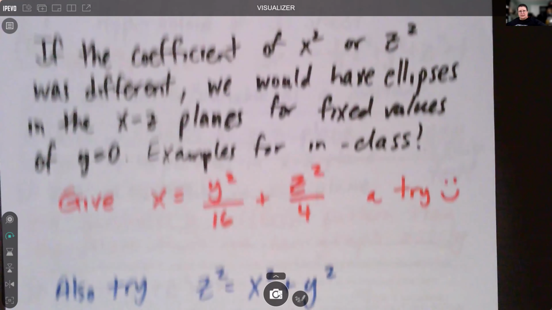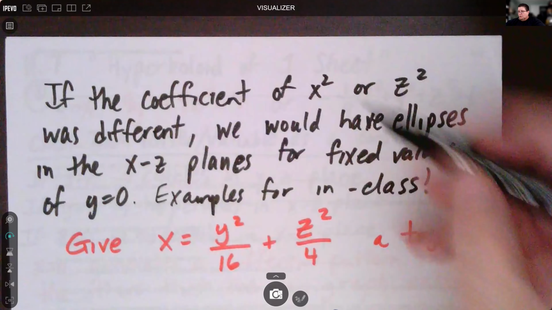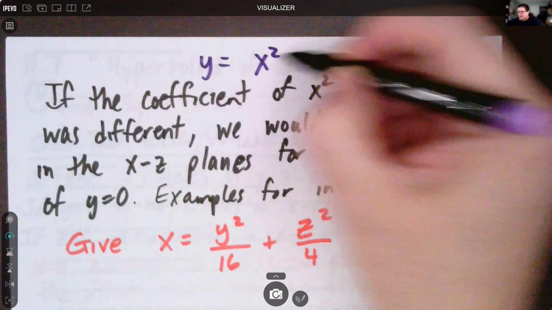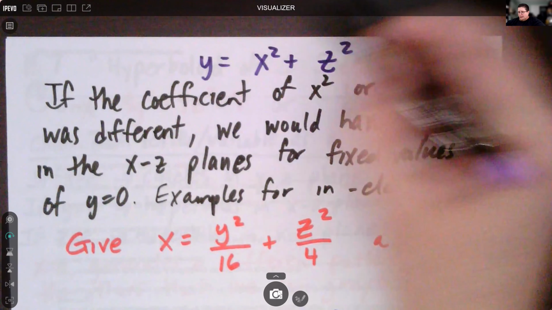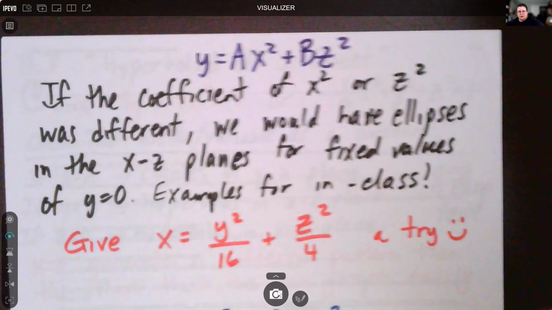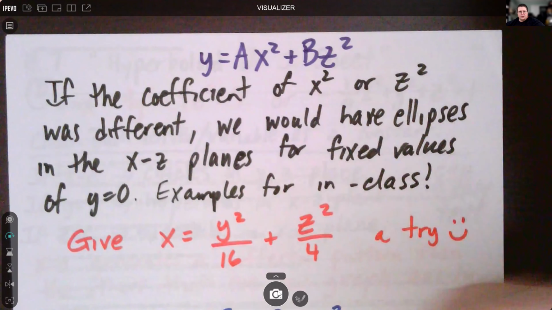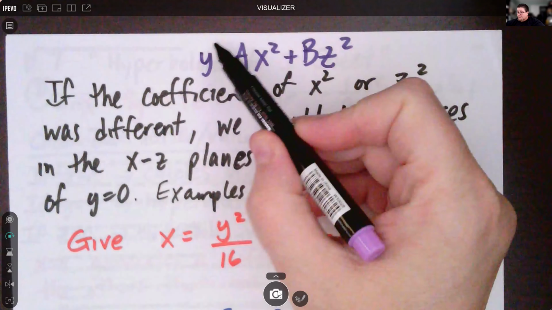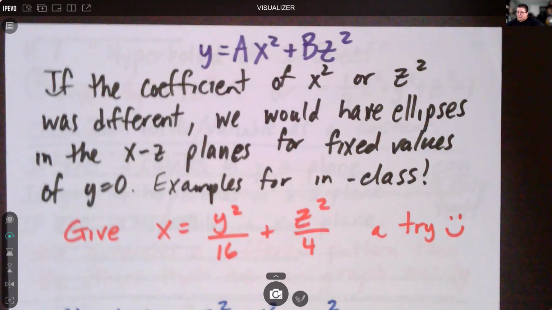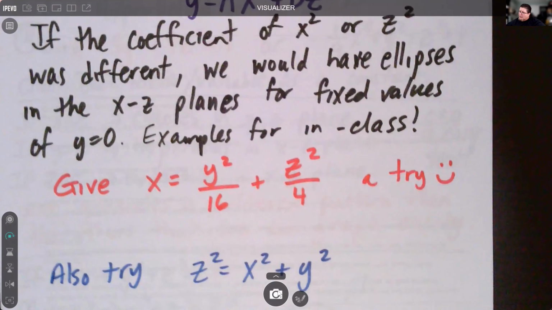What if the coefficient of x squared or y squared was different? We had y equals x squared plus z squared. What if we threw in an a or a b? Well, now those circles aren't going to be circular anymore. They're going to be ellipses. So we'll have elliptical cones if we do y squared, or we'll have elliptical or circular paraboloids. But we'll do that in class.